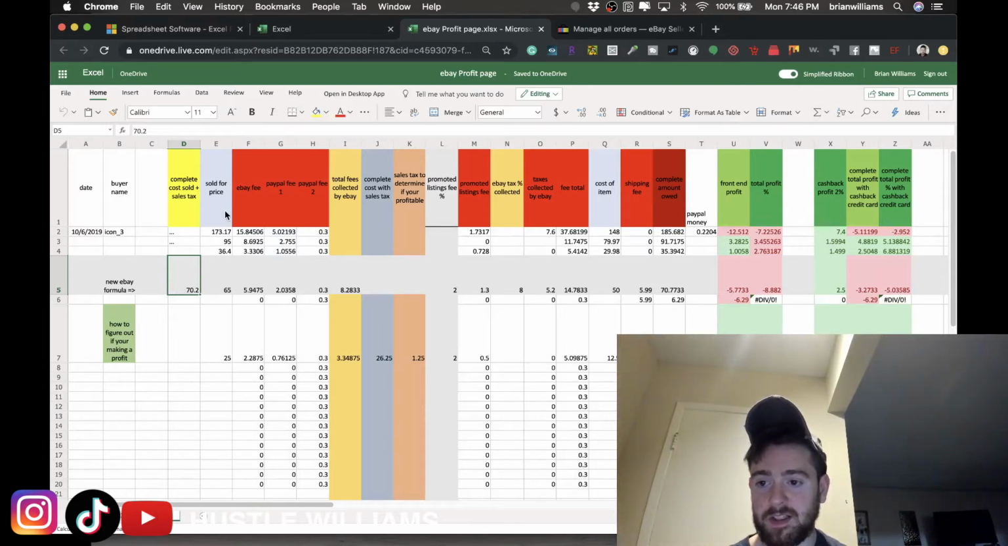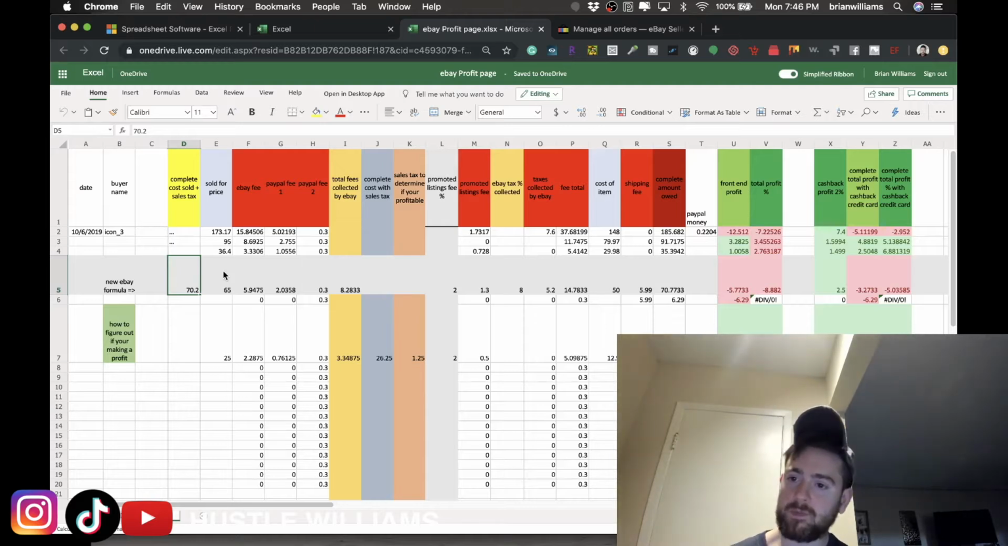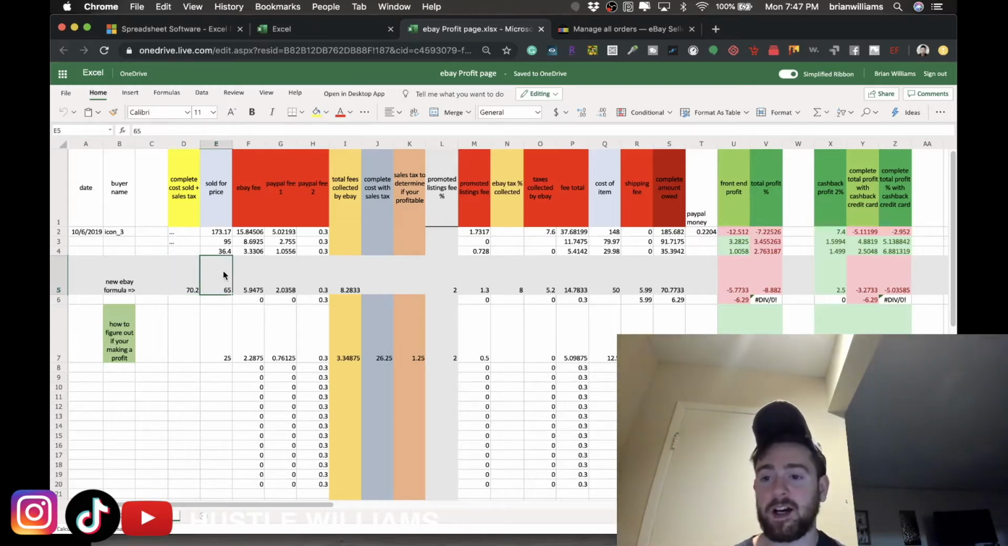So this was the sales tax plus the sold for price, which can be found on your order on your eBay page. And what it came out to be was $70.20. Over here is our sold for price. So this is the actual price that we listed the item for.